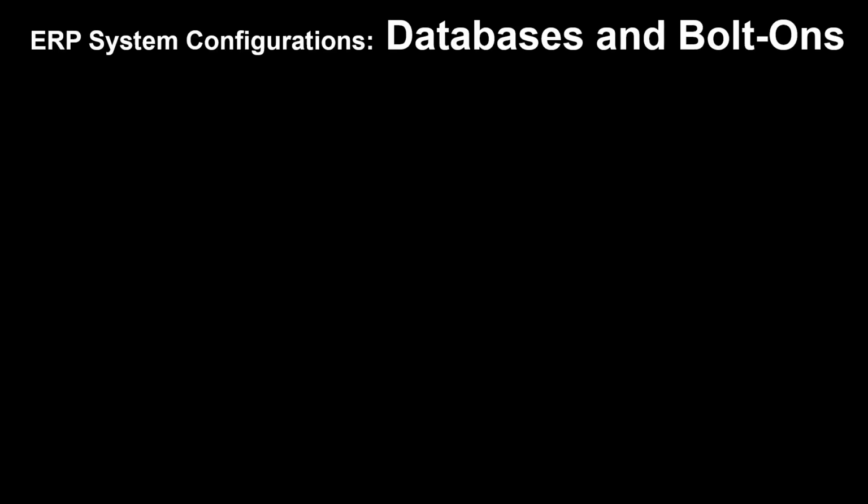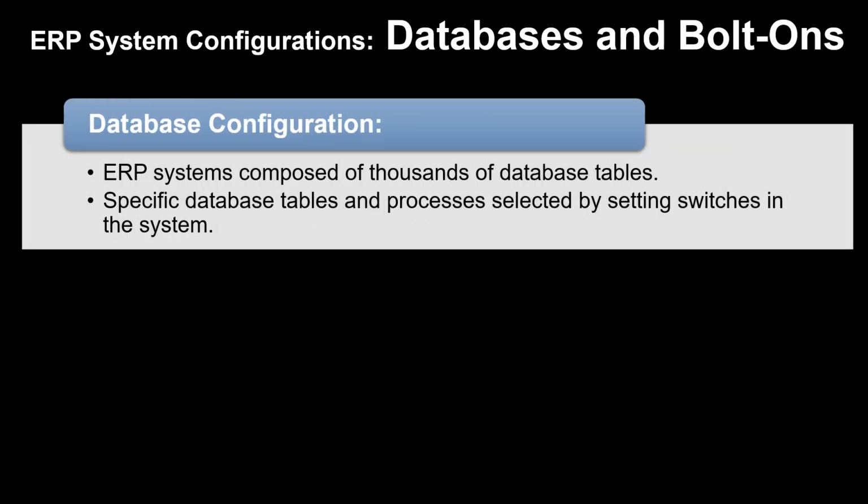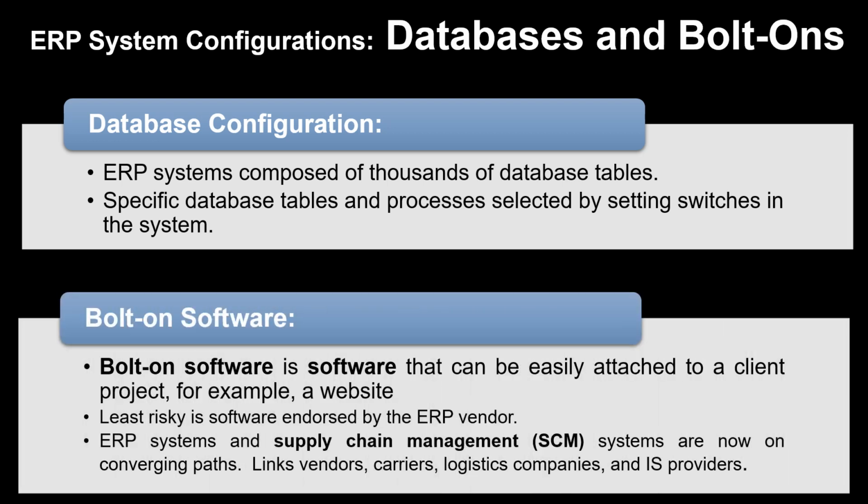Let's talk now about database and plug-on software. Plug-on software is software that makes it easy to integrate different applications into the ERP system or different systems. As we know, under the database configuration, ERP systems are composed of thousands of database tables, with specific tables and processes selected by setting switches in the system. So how to do that is based on the plug-on software.